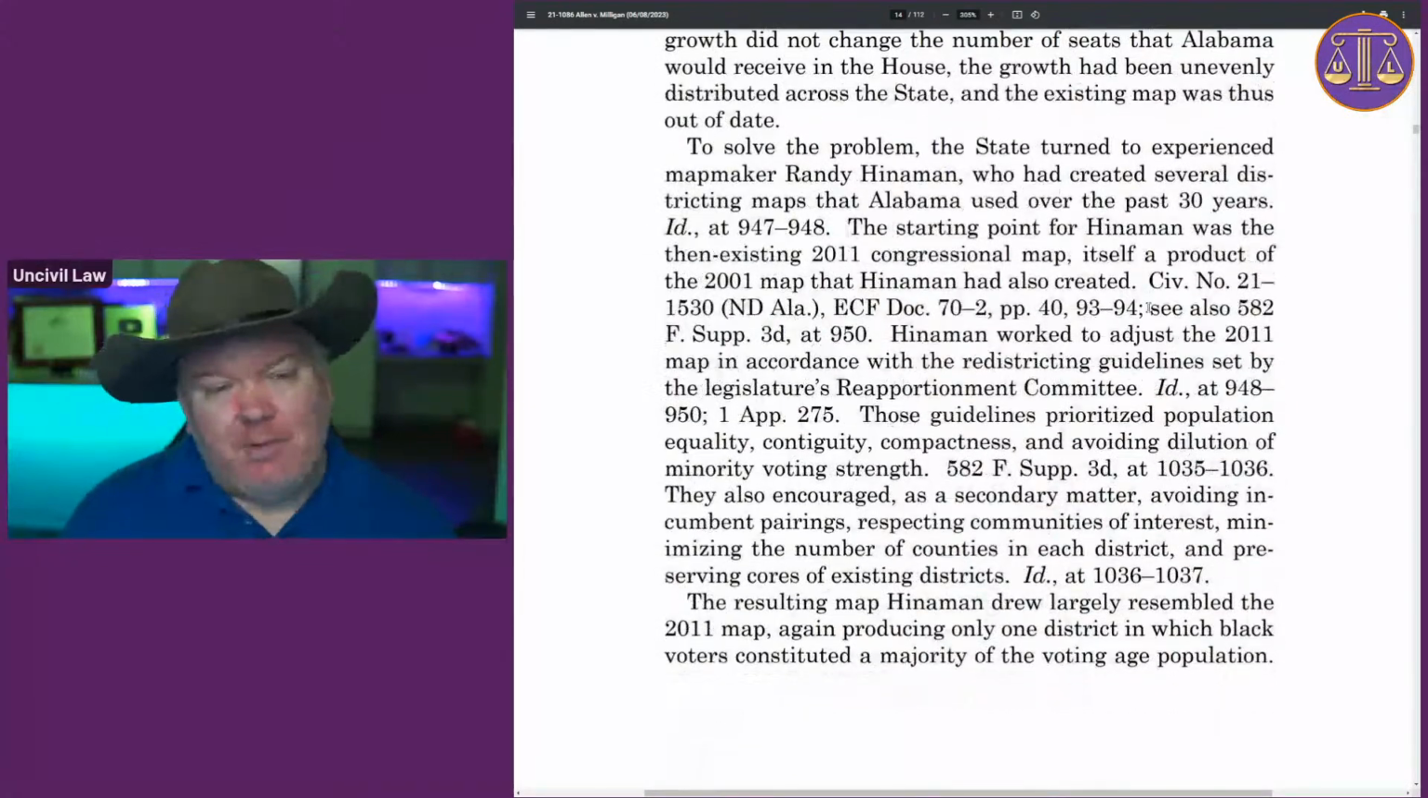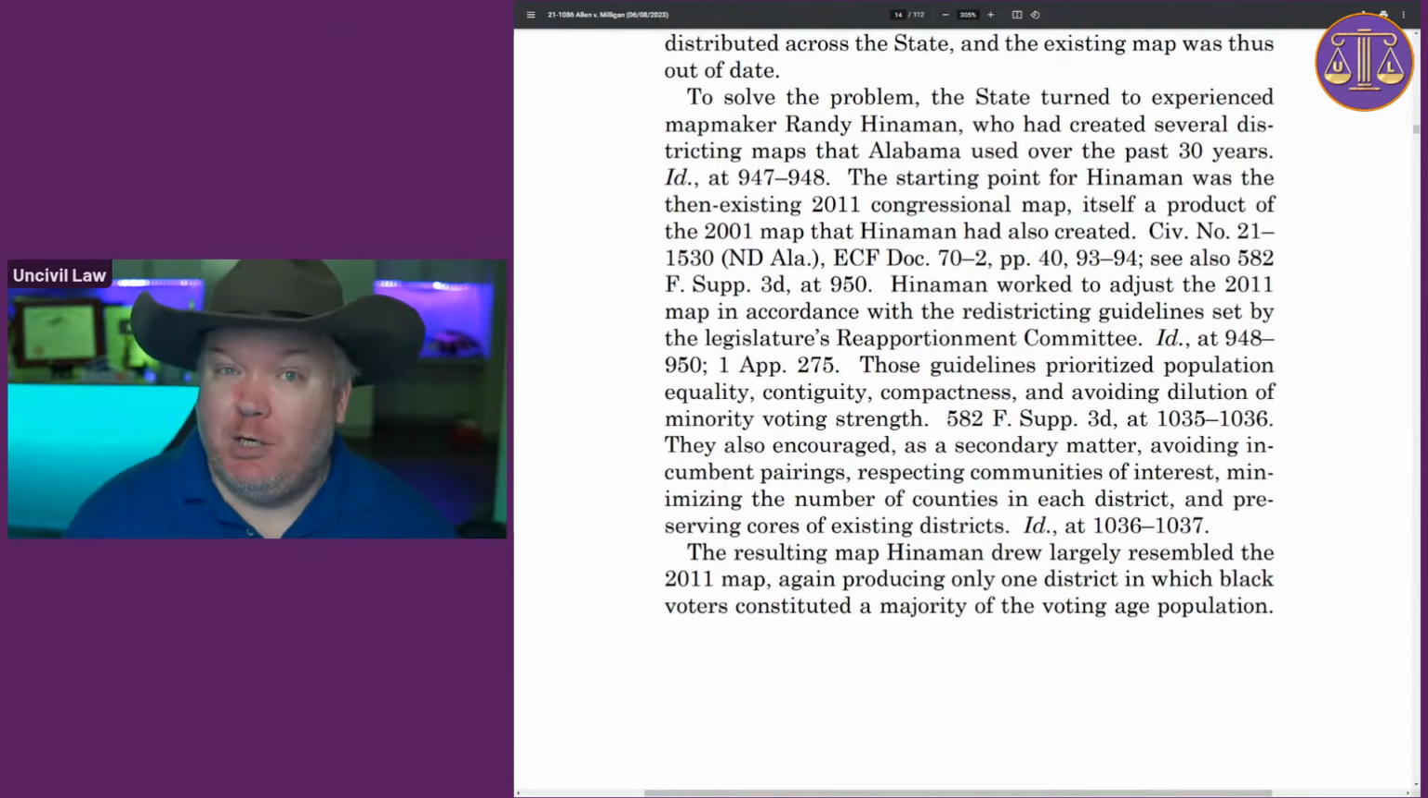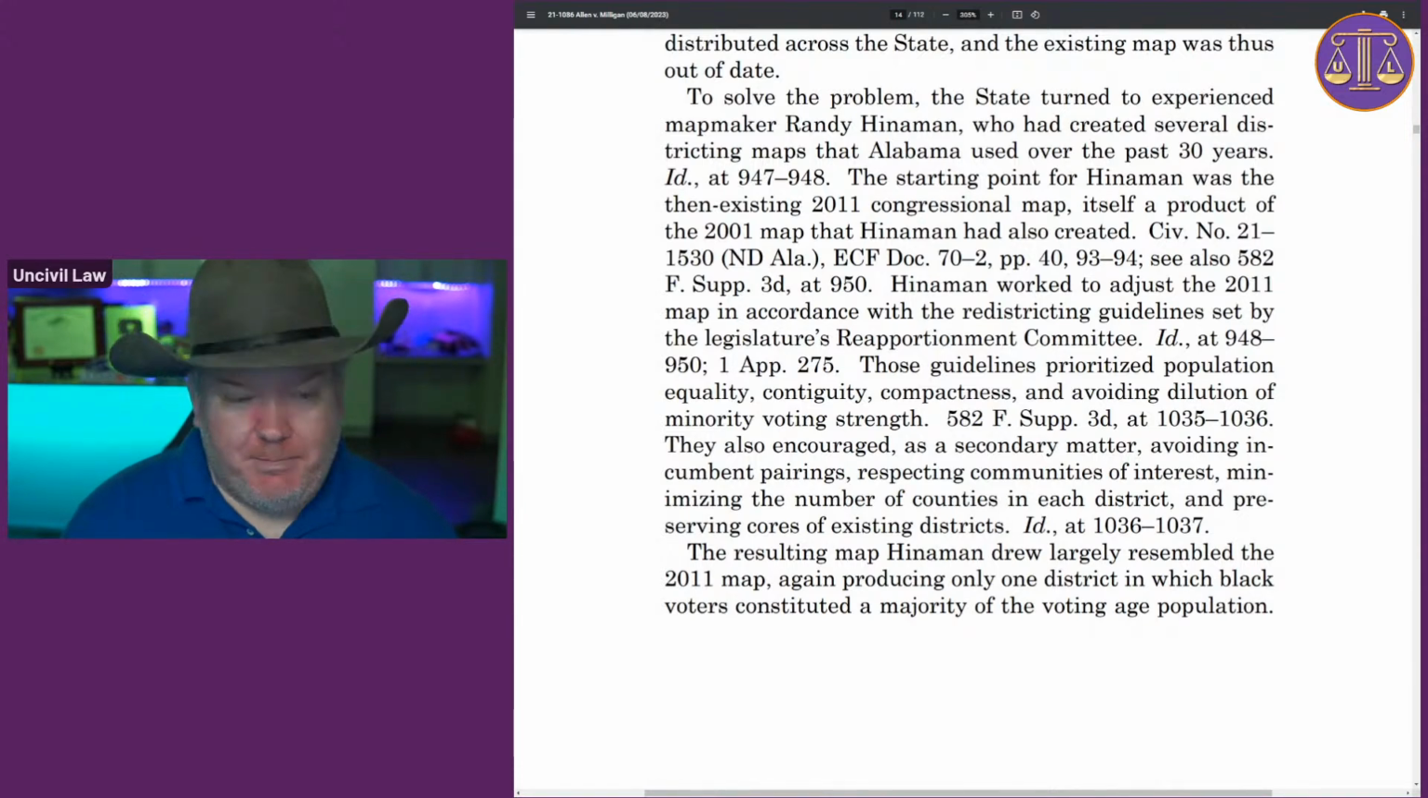To solve the problem, the state turned to an experienced map maker who had created several maps over the past 30 years. The starting point was the then existing map. Great. Itself a product of a previous map. Okay. They worked to adjust the map in accordance with redistricting guidelines set by the committee. Those guidelines prioritize population equality. That's good because that's constitutionally required. Contiguity, also required. Compactness, also required. And avoiding dilution of minority voting strength. The last part, maybe not so much, but the first 3 definitely required.